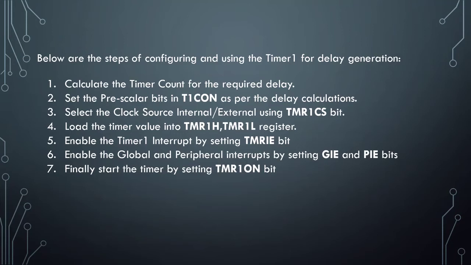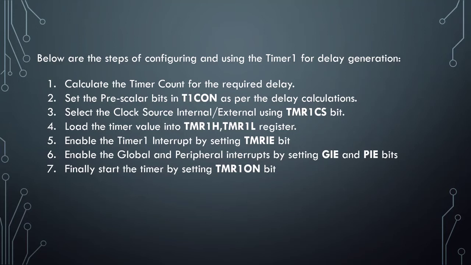So what are some of the steps in configuring and using timer 1 for delay generation? 1, we need to calculate the timer count for the required delay. So if you want a 1 second delay, we need to calculate the timer count for the required delay. And then we need to set the prescaler bits in T1CON, the control register, as we had seen earlier, as per the delay calculations.